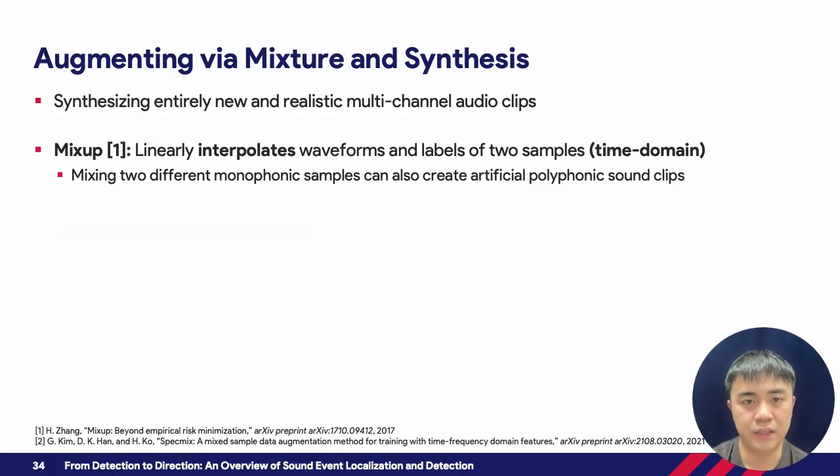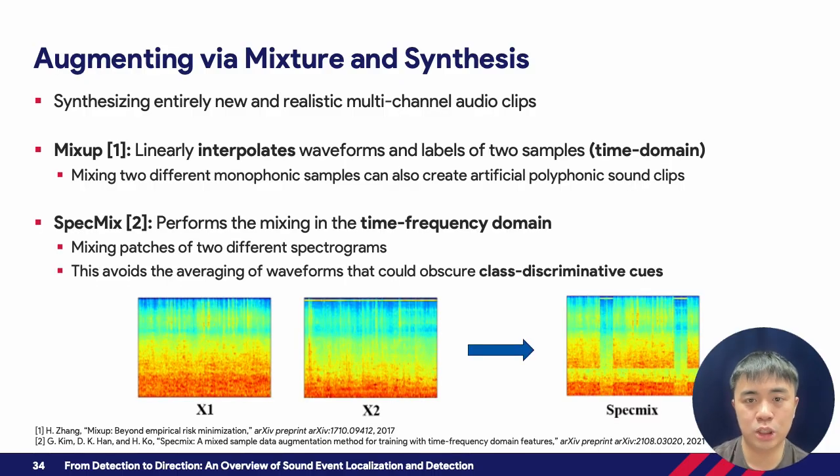Now, the final category involves creating new samples by mixing or synthesizing them. Mix-up is a well-known technique that linearly interpolates the waveforms and labels of two different samples. A popular variation is SpecMix, which performs this mixing in the time-frequency domain. So as you can see in the diagram here, it takes patches from two different spectrograms and combines them. Now this is often preferred as it avoids the averaging of raw waveforms, which could potentially obscure the very class discriminative cues that we want the model to learn.